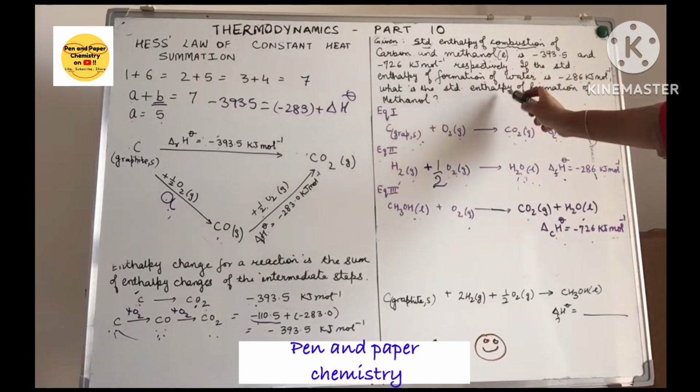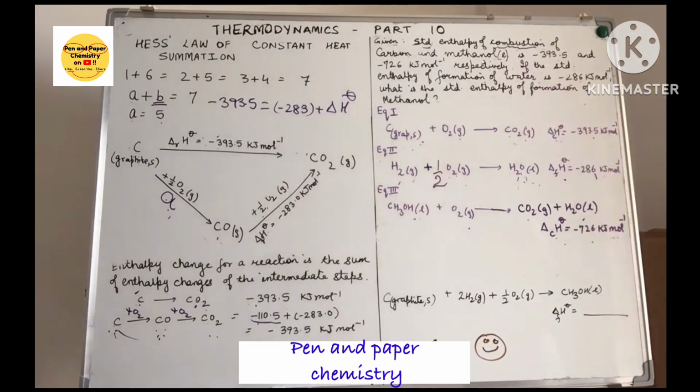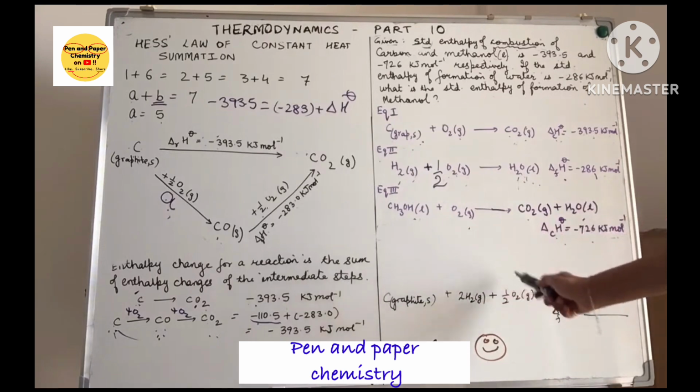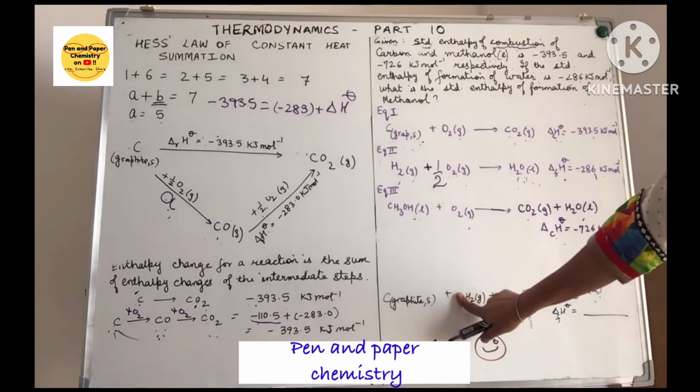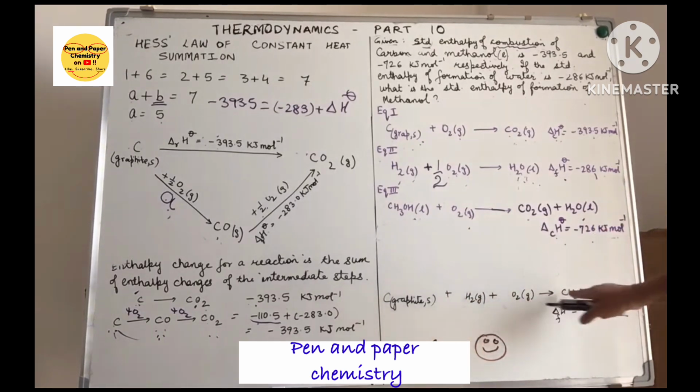What do we have to find out? What is the standard enthalpy of formation of methanol? So I want how much enthalpy change takes place when 1 mole of methanol is formed in its standard state, which is CH3OH in the form of a liquid. Enthalpy of formation, that means enthalpy change when 1 mole of a substance is formed from its elements in the standard state. So carbon graphite, hydrogen gas, oxygen gas gives us CH3OH. Again, we just need 1 mole of CH3OH.